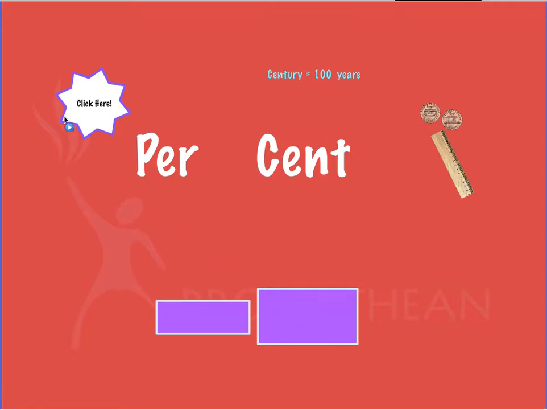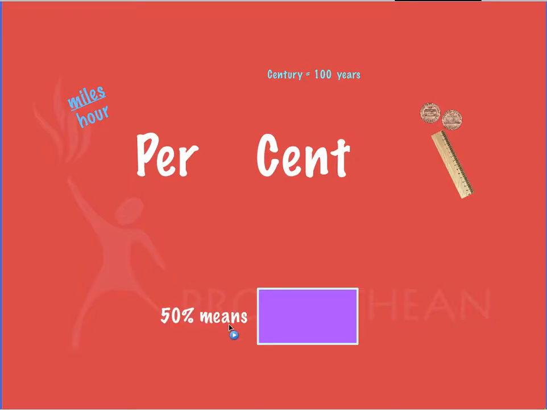Right? So per cent, and we have the word per. We hear the word per all the time, like in miles per hour. So per cent means per 100. So 50% means 50 per 100. Anytime you're talking about a percent, you're comparing stuff out of 100s.